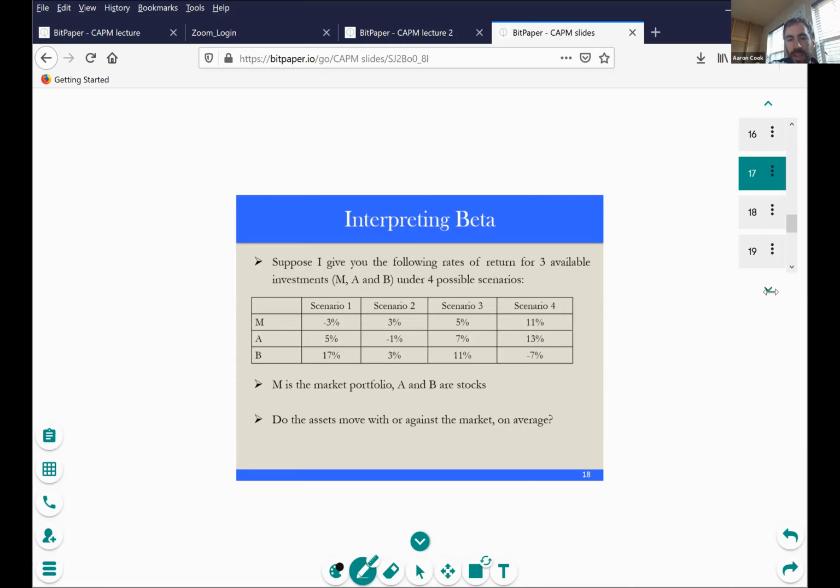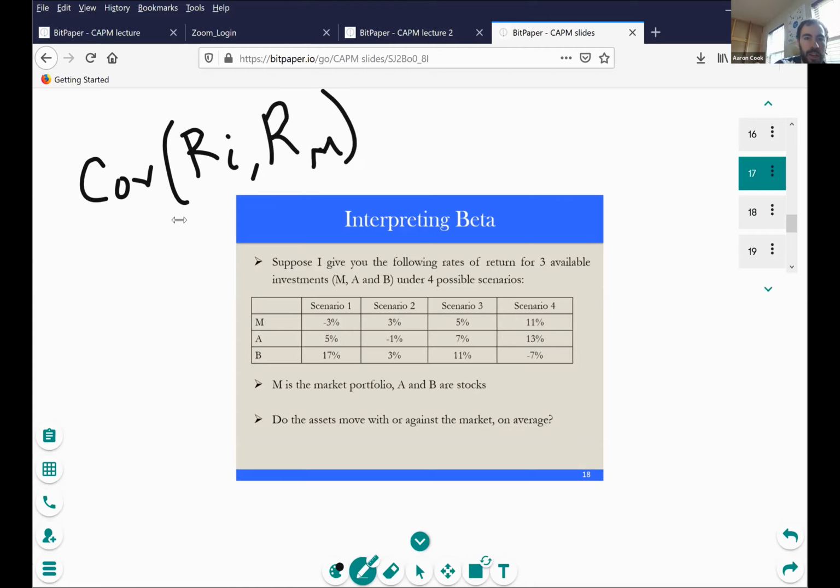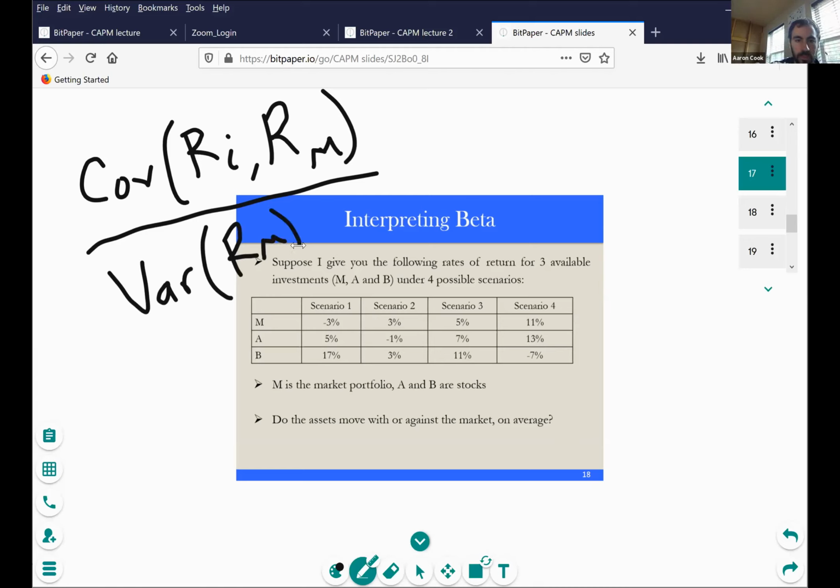If we know how these assets move up and down in these different states of the world, and we know how the market moves in these different states, then we're able to compute the beta according to the formula we had on the other slide: you take the covariance of the individual stock and the market, and then you divide that by the variance of the market. That's what beta is going to be.